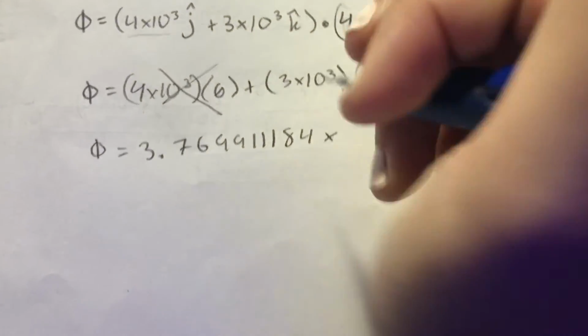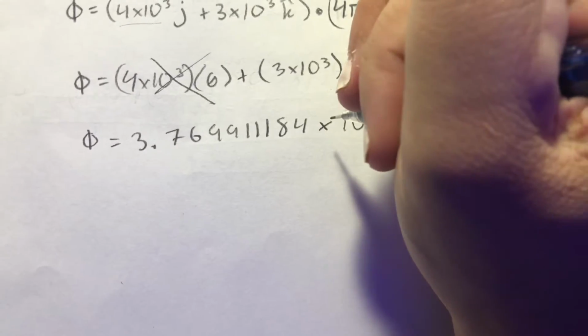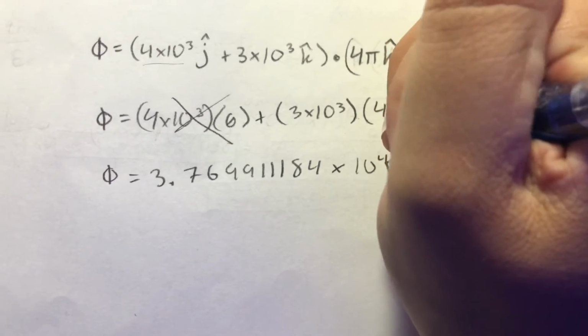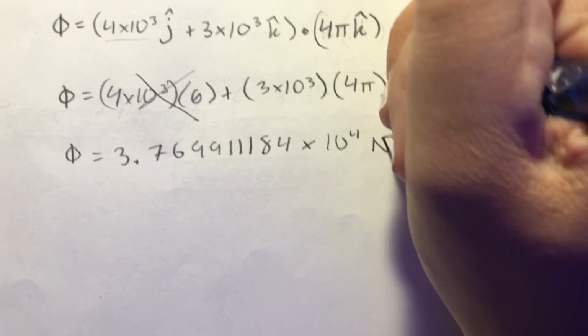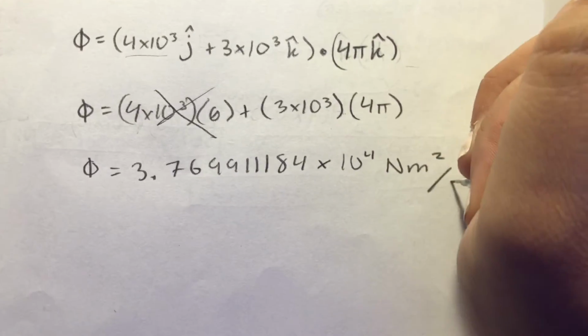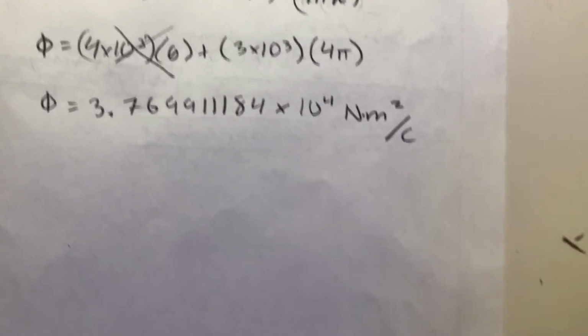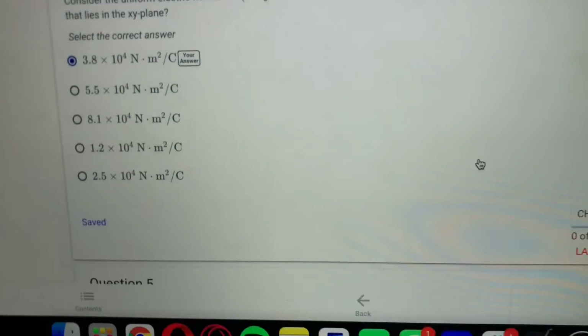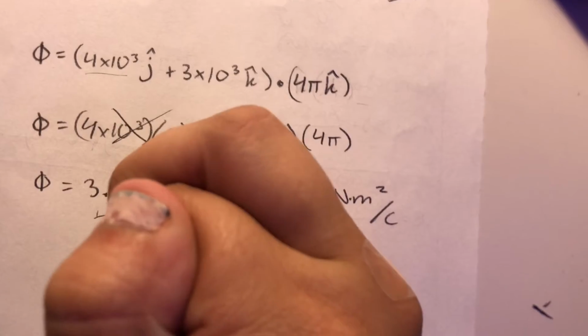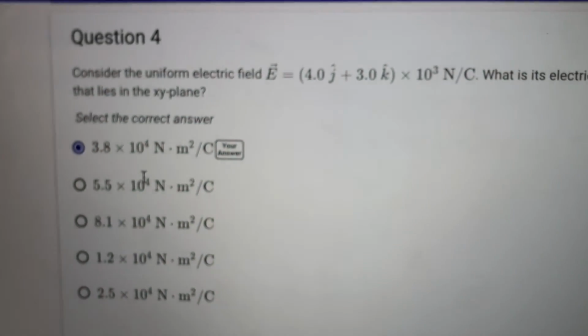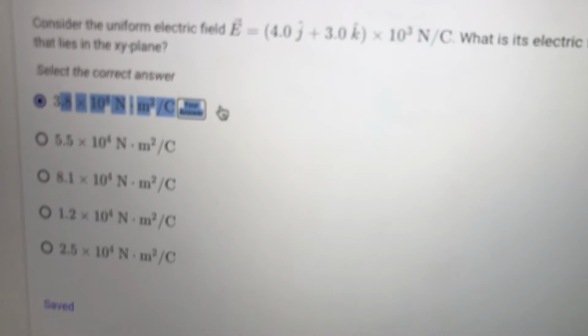3.769911184 times 10 to the fourth. And since we're doing flux, it's in newton meters squared per coulomb. And that's going to give us our final answer. Well, if we round it, 3.76, we'll round to 3.8 times 10 to the fourth, and that's what we have for our answer up here.